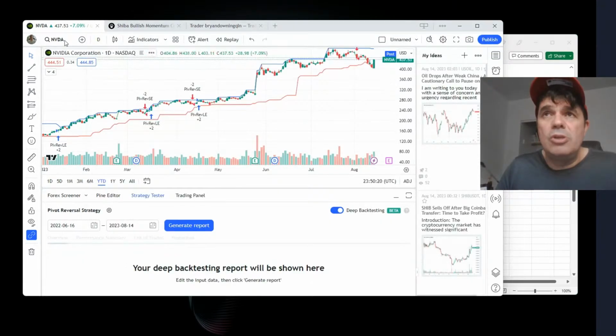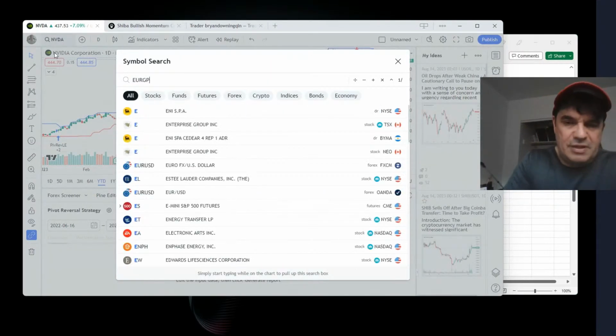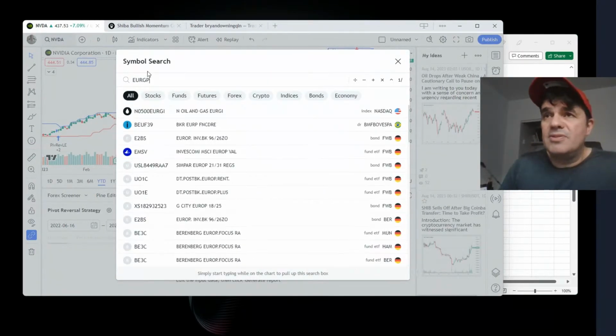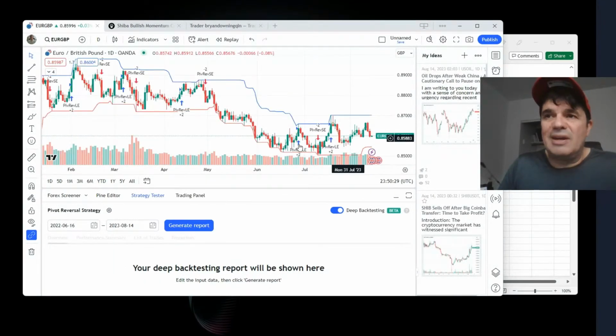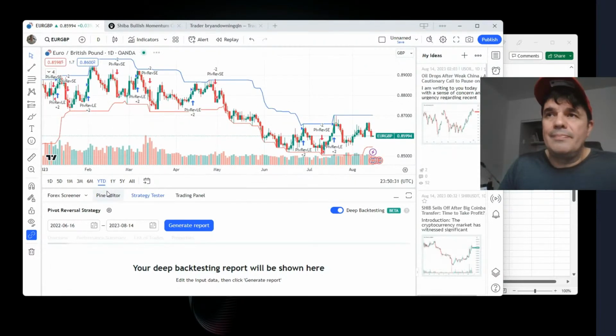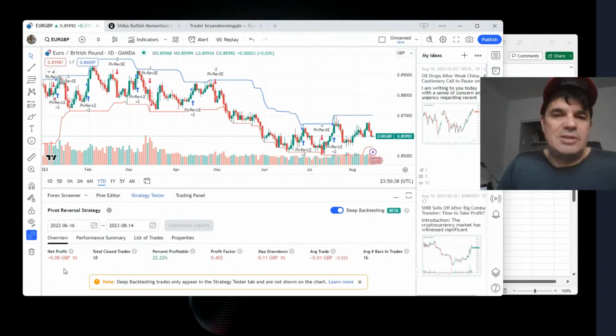Did I say Euro GBP for Vinny here? Let me just see, I want to make sure. As I said, any of the forex is tough. So year to date, you can see it's just range bound. Boom. Generate the report. It's actually negative.